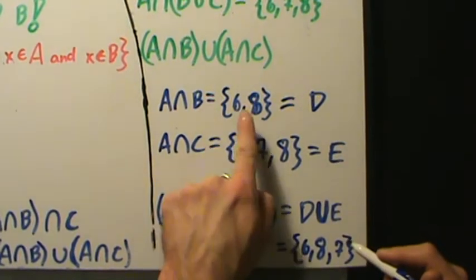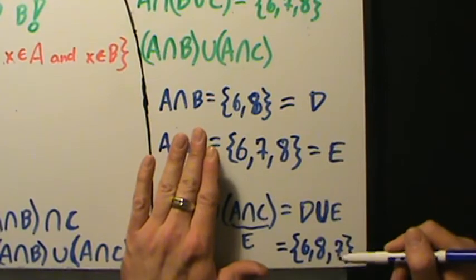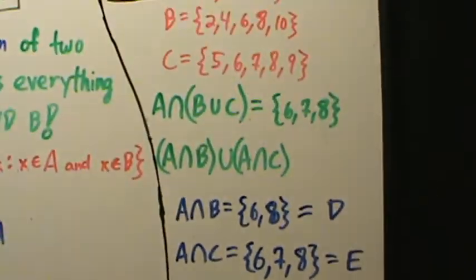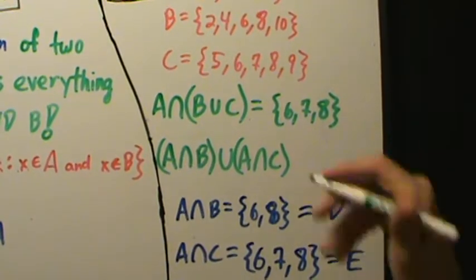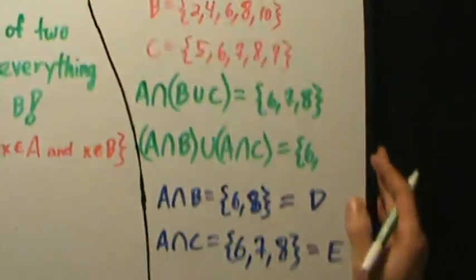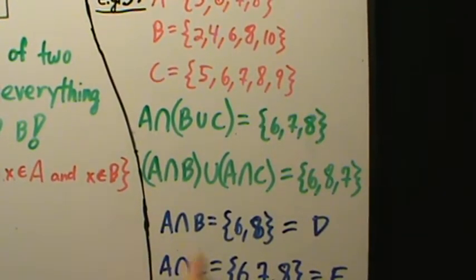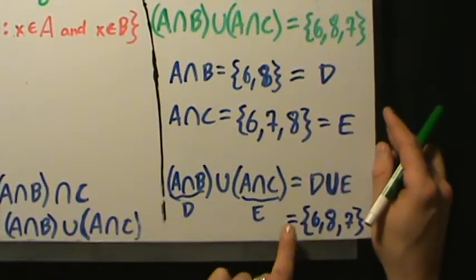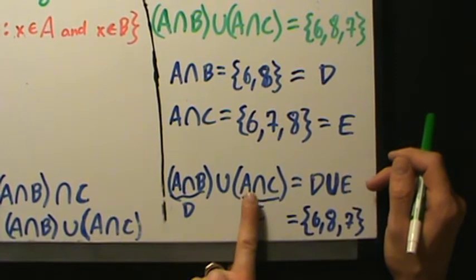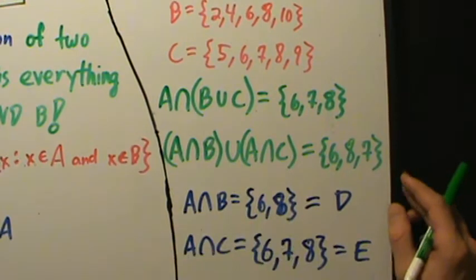So we wrote down all of D, 6 and 8, and then we went through E. 6, we already wrote it down. 7, we don't have it yet. 8, we already wrote it down. That's it. So our answer is 6, 8, 7. This is D union E. Remember, we called this D and this E, so we just did A intersect B union A intersect C, and we got 6, 8, 7.